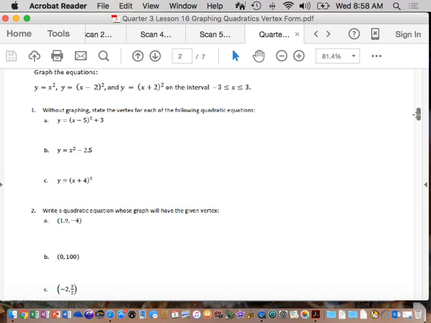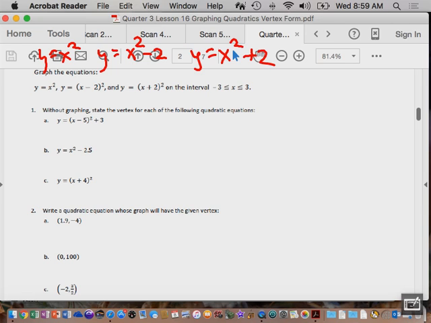Actually, you know what? Let me change it slightly. Ready? Do these. Y equals x squared. Y equals x squared minus 2. And y equals x squared plus 2. Everybody do those three. Shouldn't it be x squared minus 4? No, no, I just want you to graph that. Just graph it, see what happens. You're going to notice something about the graphs.